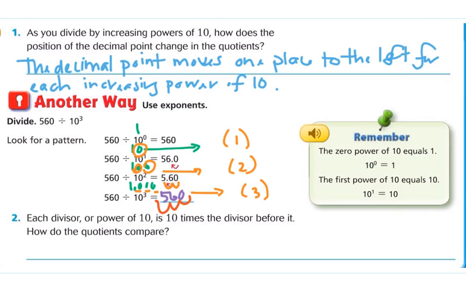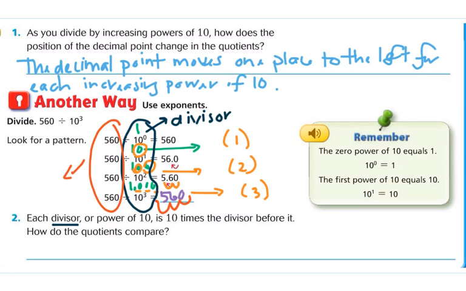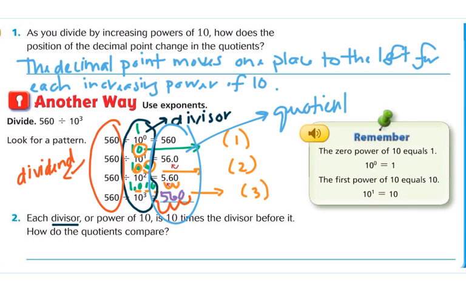So the next question says each divisor, so all of this is considered to be the divisor. All of this is our dividend, the thing that we're dividing up. And remember, again, all of this is our quotient. It's good practice to remind myself, because division can sometimes be challenging, especially if you feel as though you struggle with multiplication sometimes. It's never a bad idea to keep everything in line and label it again.